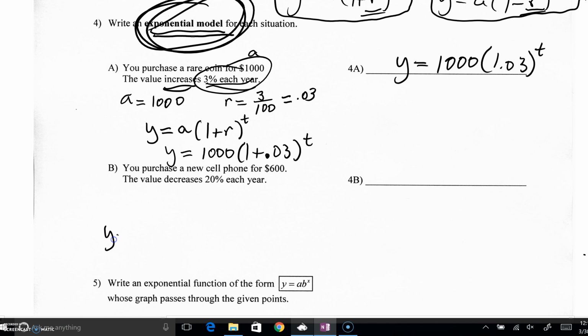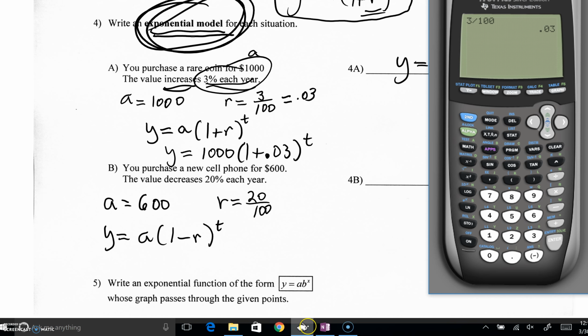If we take a look at b, you can see that we're decaying, we're decreasing. You'll know immediately that you'll have y is equal to a times 1 minus r to the t. Again, we're trying to get a model. We're going to have a t in our final answer for a generic time. Our starting value is 600 for this phone. And our r, well, it's going to be 20 divided by 100, which we can quickly find out is 0.20.